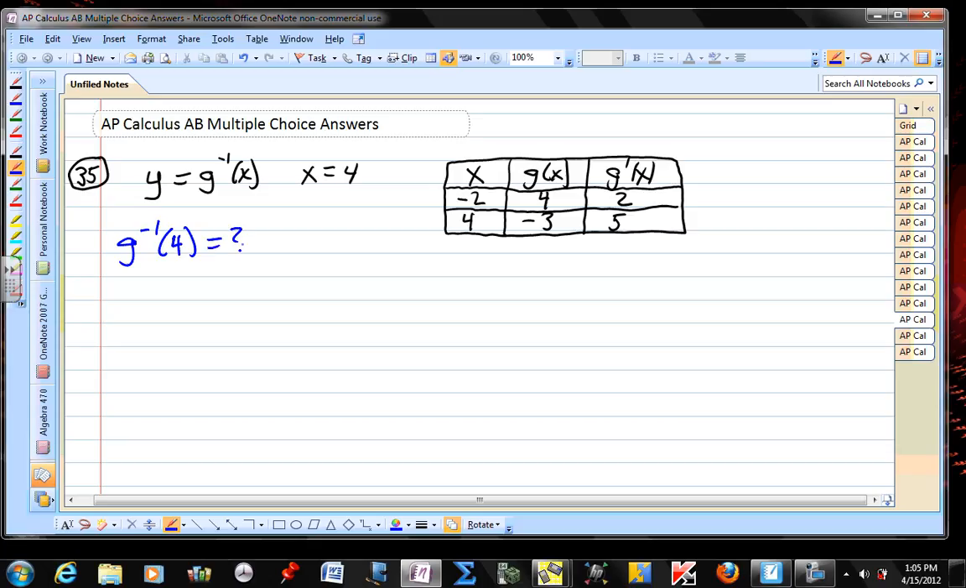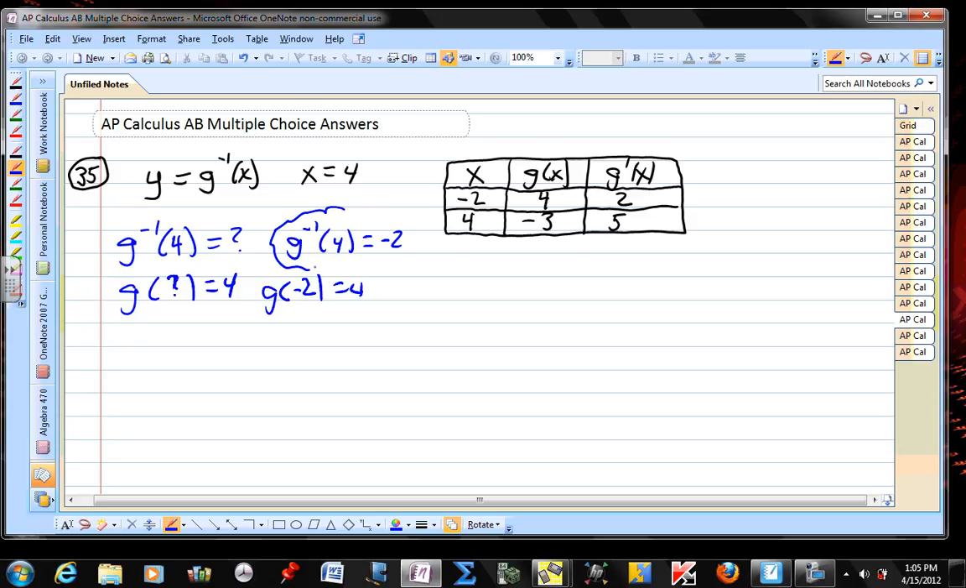Now, in the table, we're not given information about g inverse. We're given information about g and g prime. So remember the property of inverse functions: the input and output, the x and the y, get switched. So we know that g of something equals 4. And looking at the table, we can tell that g of negative 2 equals 4. So therefore, we can conclude that g inverse of 4 equals negative 2.